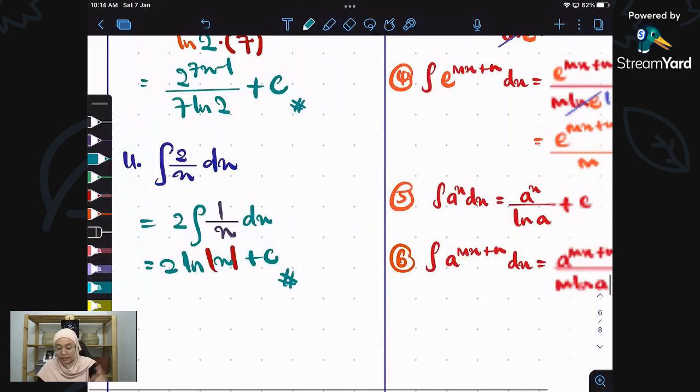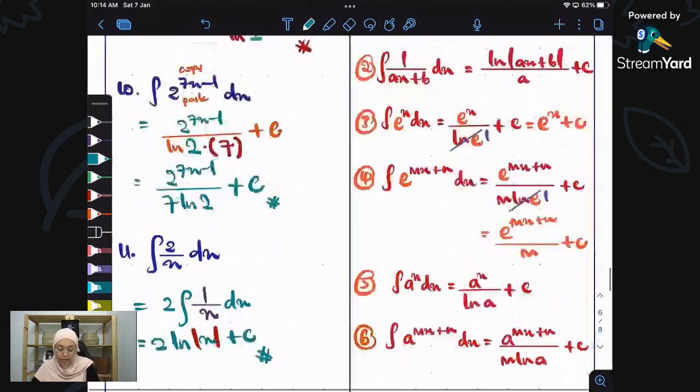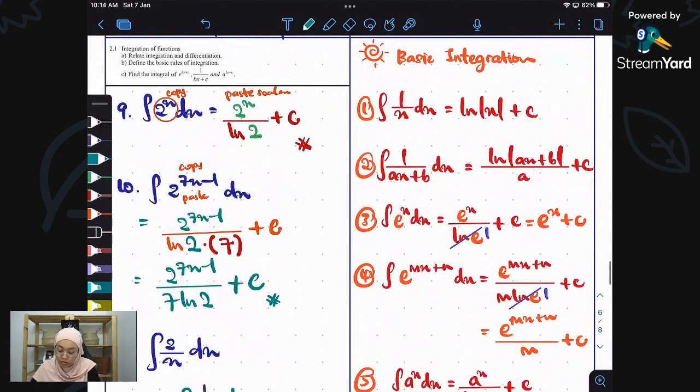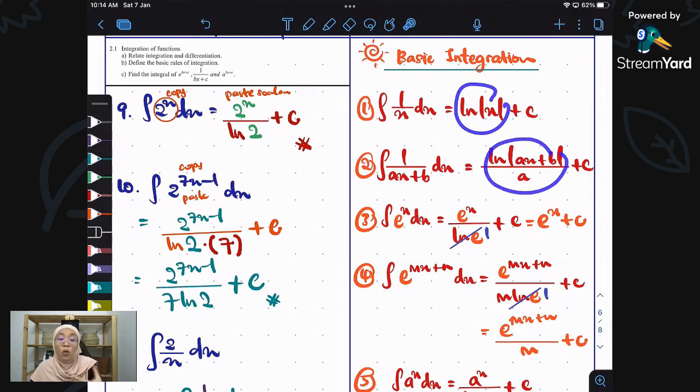That's it. That is the integration, the basic integration of having exponent sebagai soalannya dan juga having logarithm sebagai jawapannya.